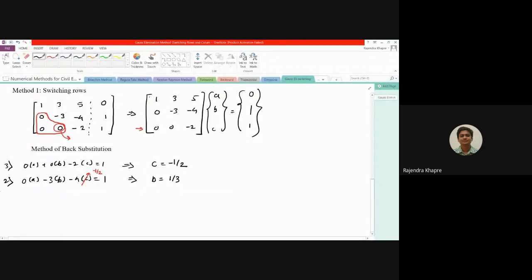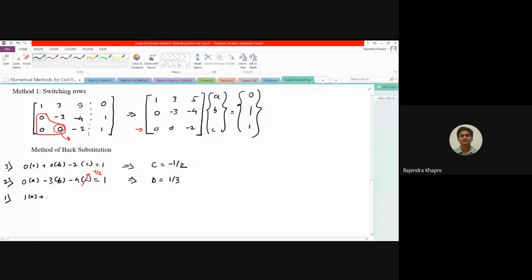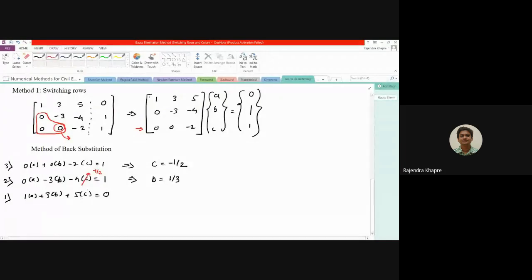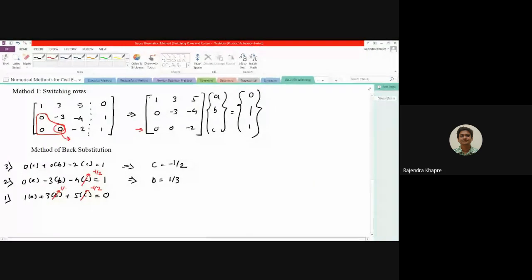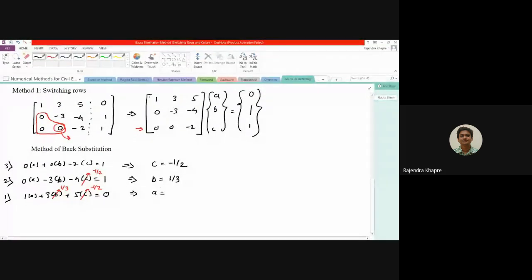Lastly, if I go with the first row, this is 1 times a plus 3 times b plus 5 times c. This should be equal to 0, out of which we already know the value of c as minus half, and the value of b we have just calculated, it is 1 by 3. So this is going to give me the value of a. Anyone? 3 by 2. Okay, so these are the correct answers.